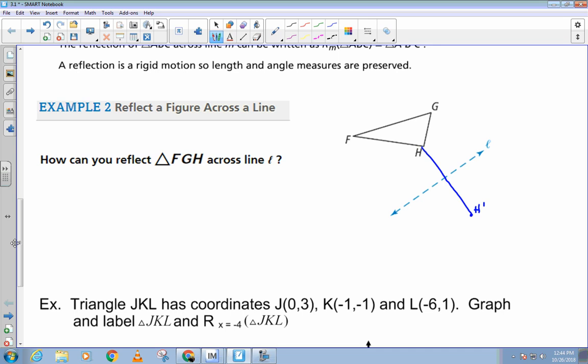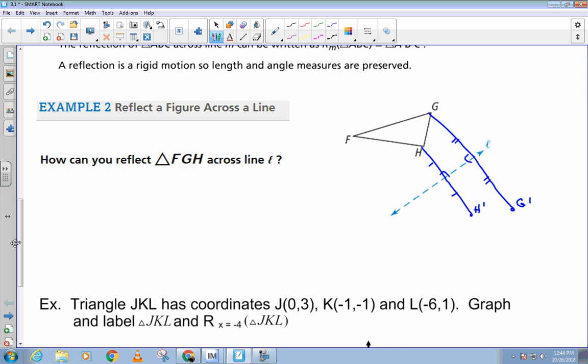Then we're going to do the same thing with G. We're going to draw a line. We're going to try to make it perpendicular, and then I'm going to try to make a line congruent to that, okay? And that is going to be G prime, okay? So these need to be perpendicular, and they need to be the same length.